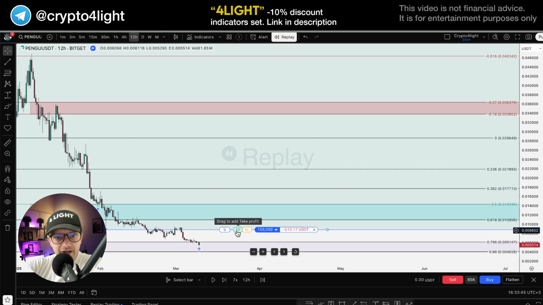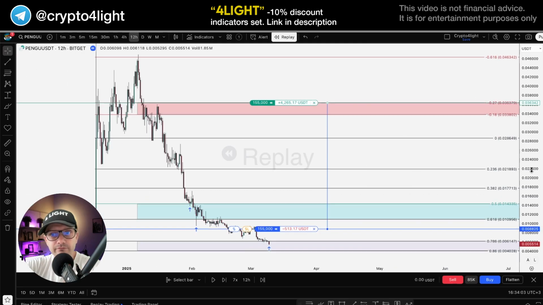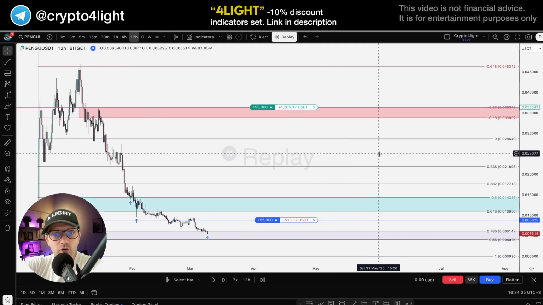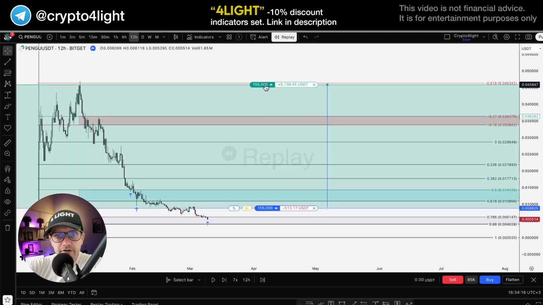So what can we add? Drag to add a take profit. So we add take profit to the logical zone here. And we can wait for the profit from our entry, $4K, $265. This is it. You know, guys, it's a logical exit zone. Of course, can we go higher? Yes, of course we can. We can go higher, and, you know, to this block.